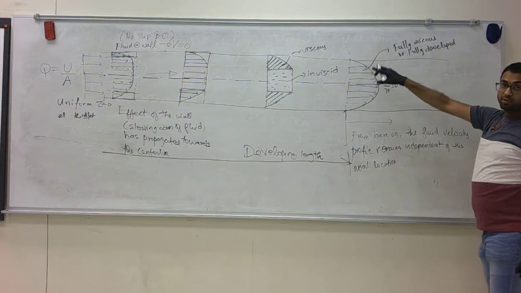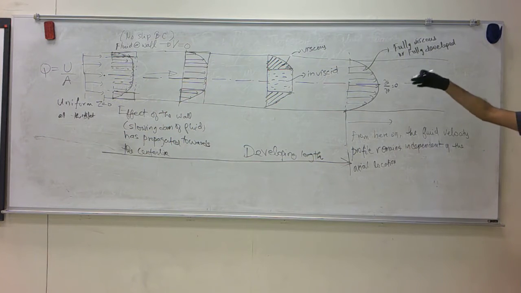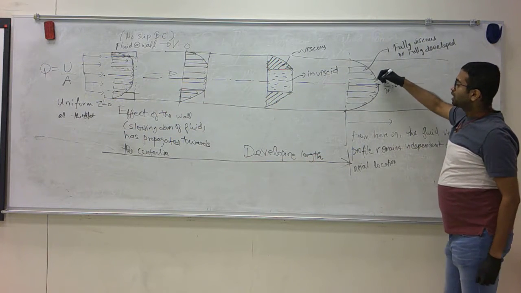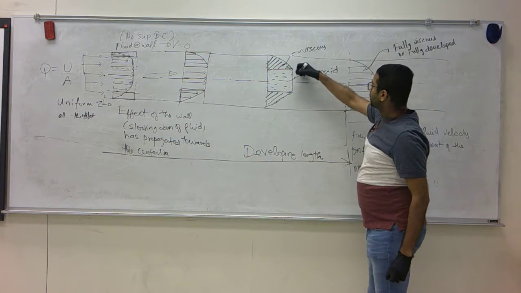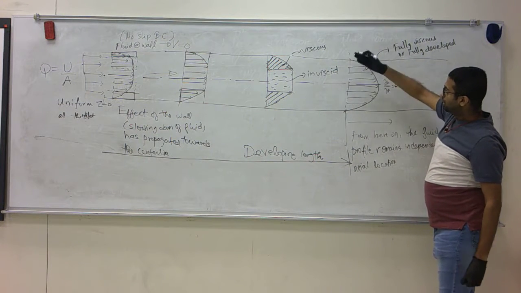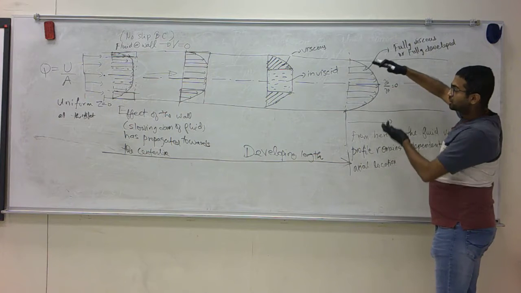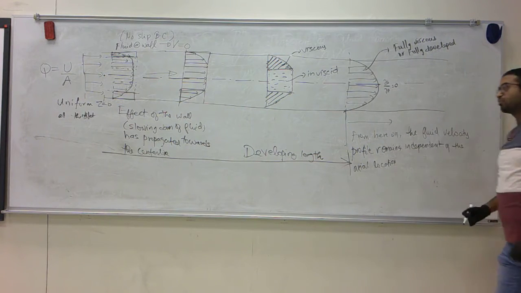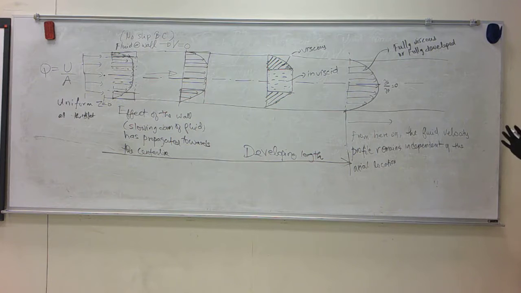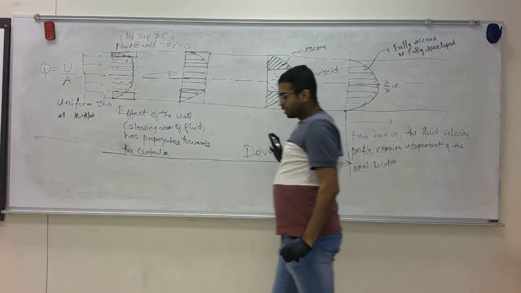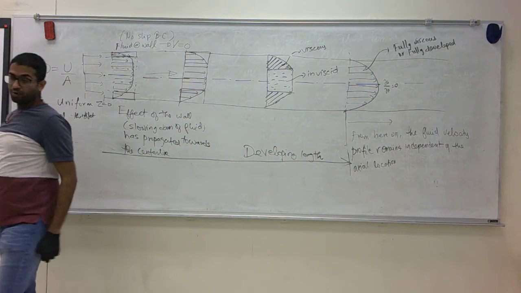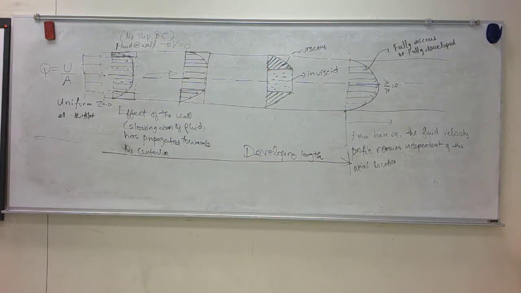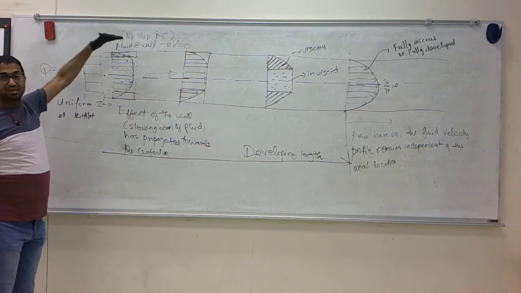We don't know the shape of the curve yet, that is something we'll talk about, but at least we know that the fluid velocity profile is symmetric about the axis, since this is axisymmetric. Okay, so this fully developed velocity profile is a direct result of viscous action.